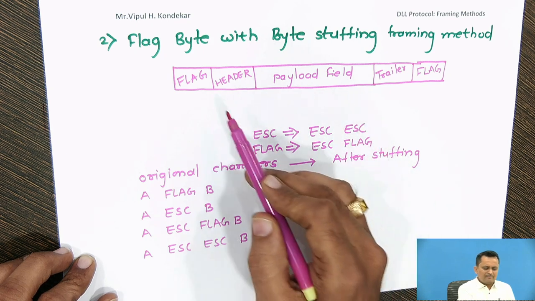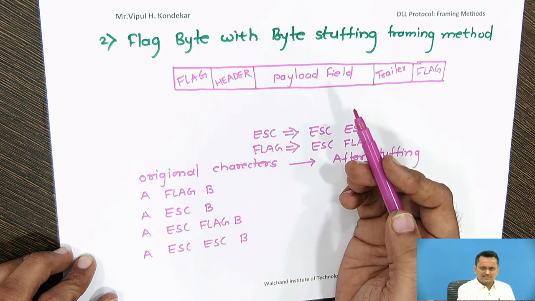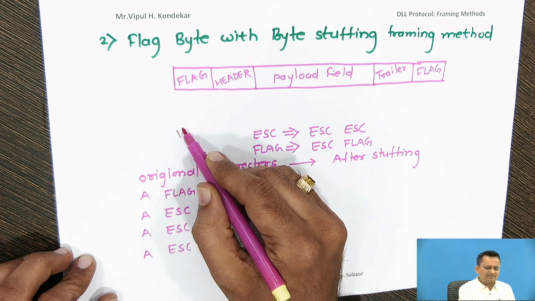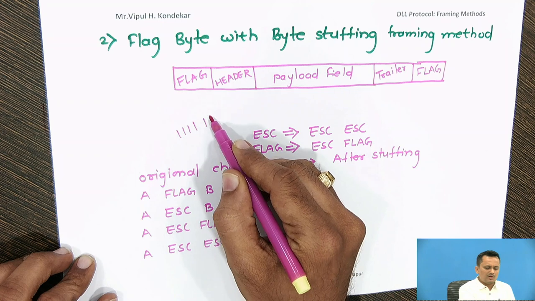Now the flag byte will be some bit combination. If a 1 byte flag is there, that may be some bit combination. Let us say the bit combination is 1111 1111.